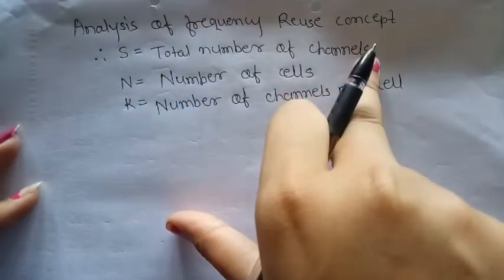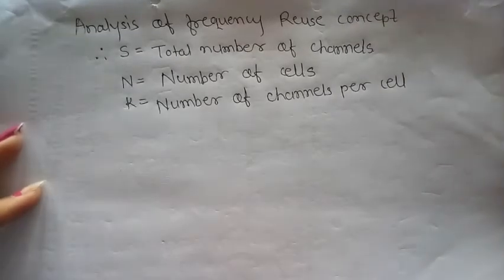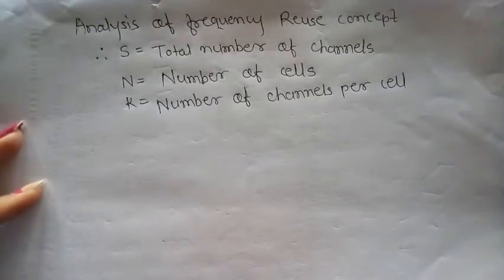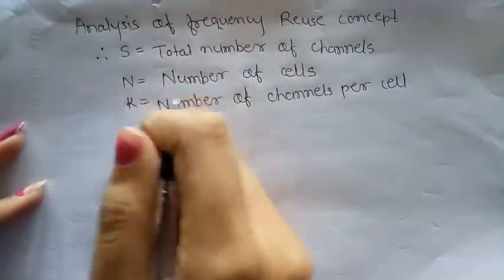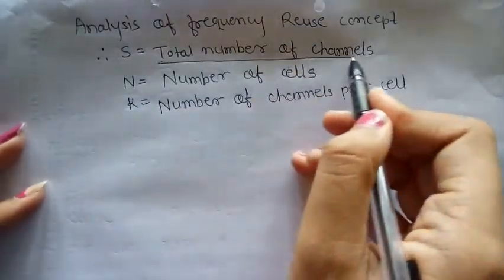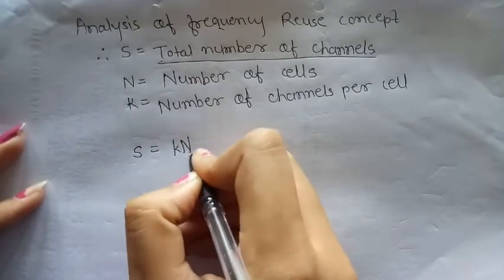Capital S is equal to the total number of channels, meaning the total number of channels used in all cells. N is equal to the number of cells used in a cluster, and K is equal to the number of channels per cell. At the time of analysis of frequency reuse, we have to know all these terms. The relation between these three parameters is that S, the total number of channels, is equal to K into N.